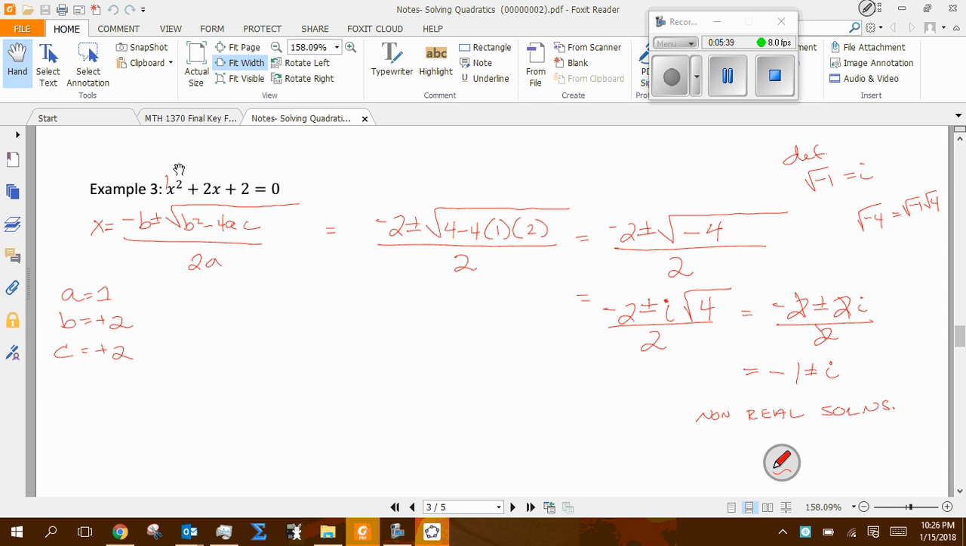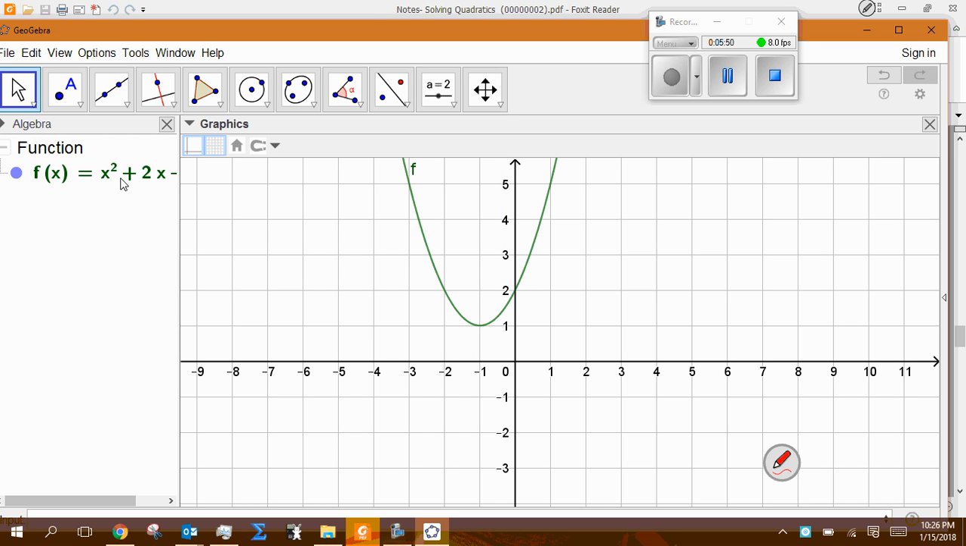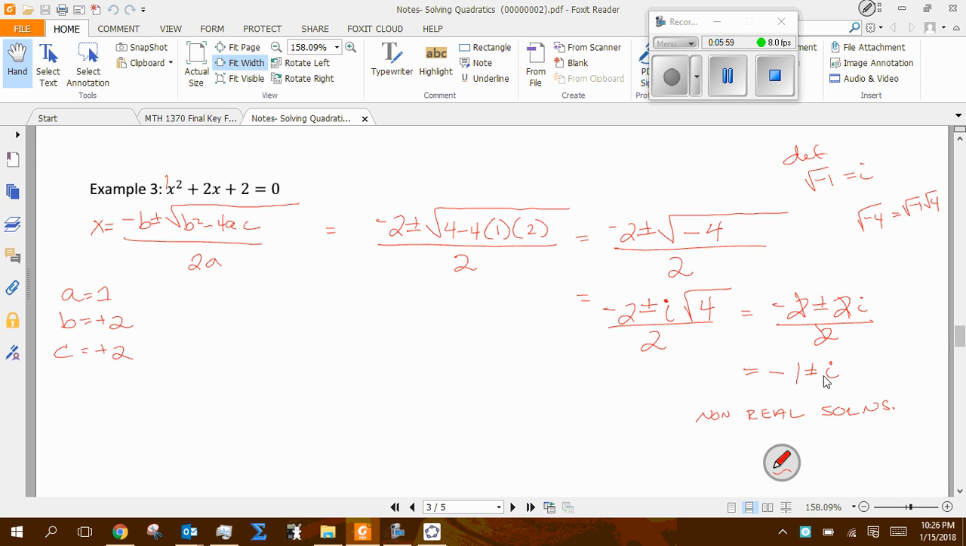Basically means graphically, this thing would not cross my x-axis. So let's graph what that thing would look like if we had x squared plus 2x plus 2. You're seeing that that curve does not cross the x-axis, so it never equals 0 in the real numbers, and that's why we get these types of solutions.